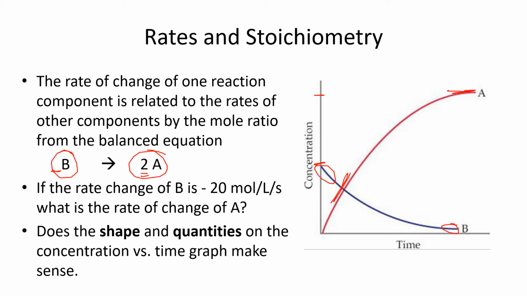So that's the two things to look for when you are making sure that your concentration versus time graph makes sense. First of all, is the slope correct? Are your reactants being used up, and are your products being formed? And then do the ratios follow? And do you get 2 parts of A for every 1 part of B? And so this one makes sense for both the shape and the quantities.